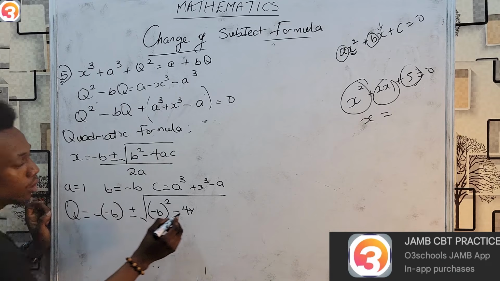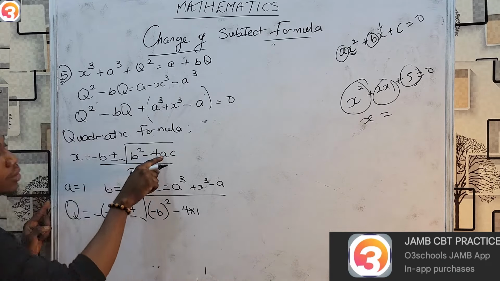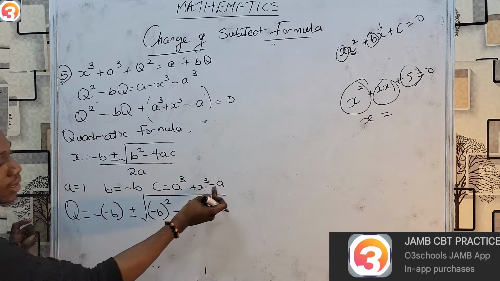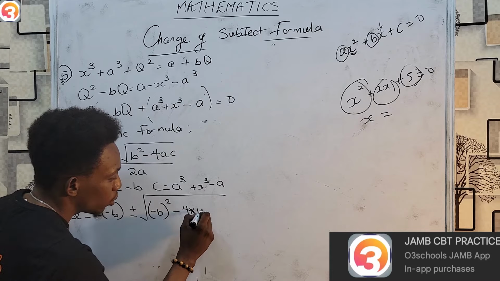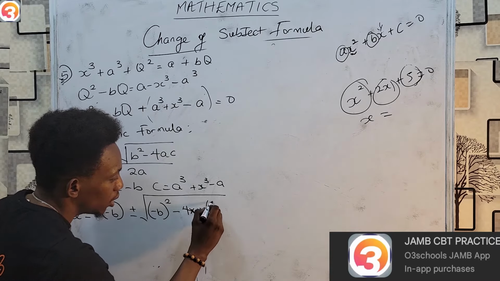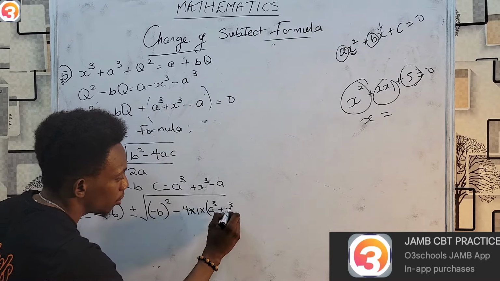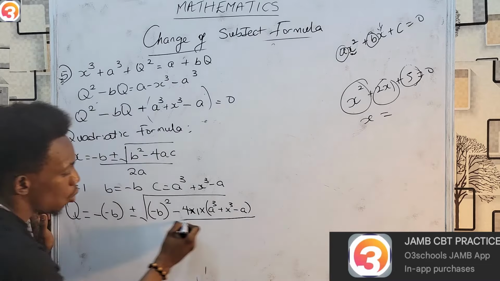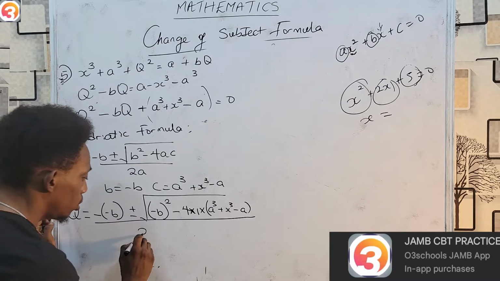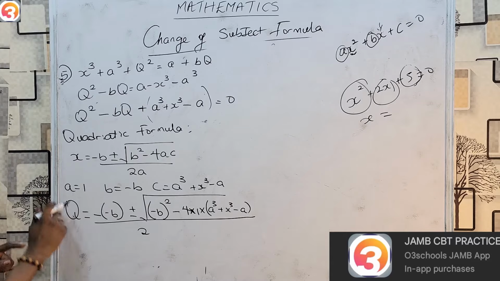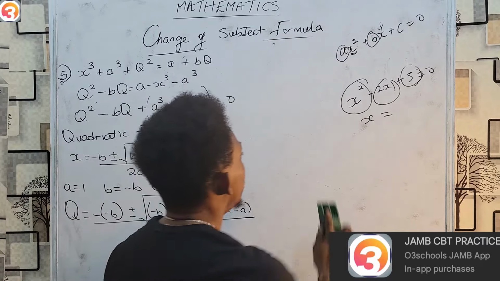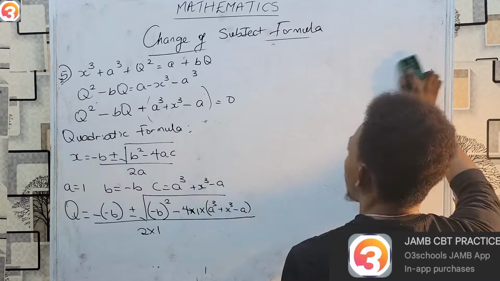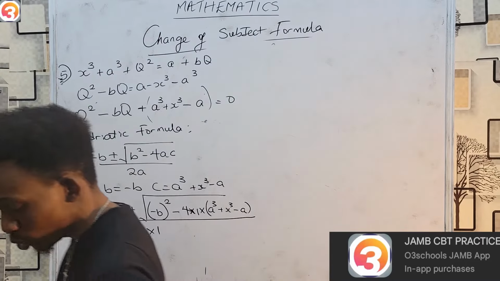A is 1. So 4 times 1 times c, but c is this expression. So 4 times 1 times a cube plus s cube minus a, all over 2a, but a is still 1. So you see, I know that once I begin to solve this, that'll give me my answer. But please, at this point, try not to get too happy solving and forget to look at your options.